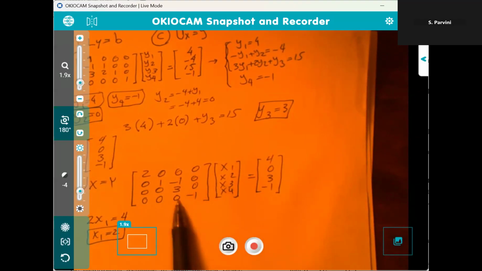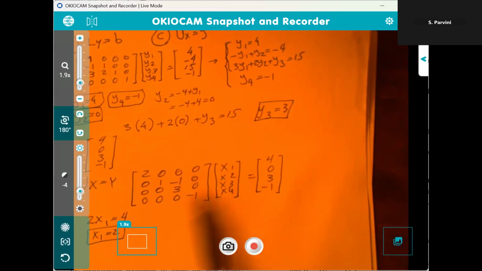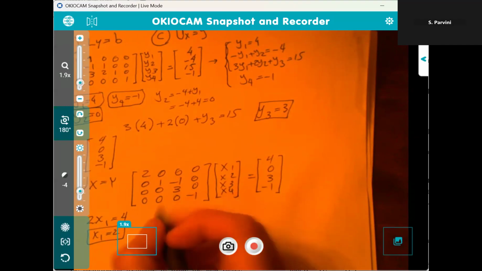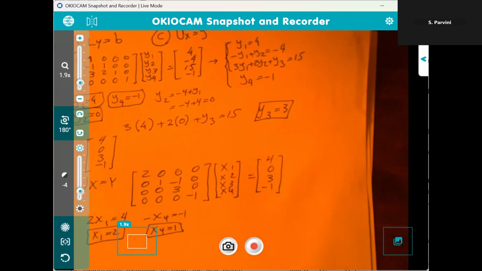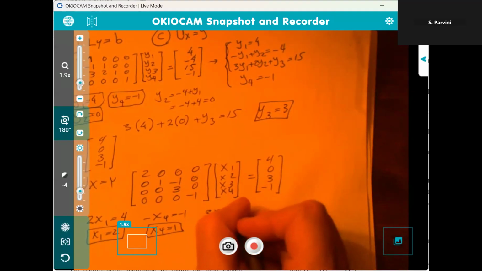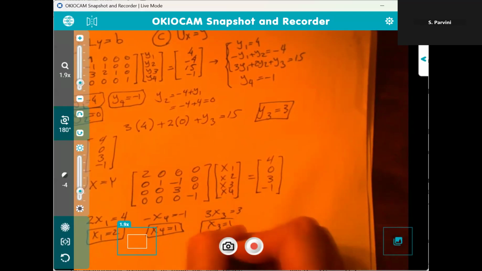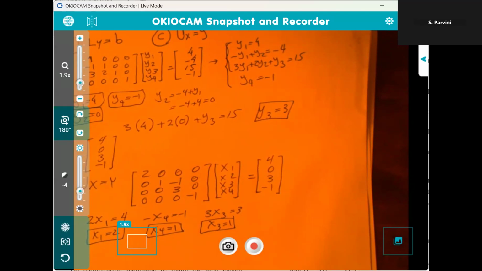Okay, how about this one? The fourth row says 0, 0, 0, negative x4 is negative 1. Therefore, x4 is 1, right? So we got the x4, we got x1. And how about the third row? What does the third row tell? 0x1, 0x2, 3x3 is 3. So x3 is 1. We're good on that one.